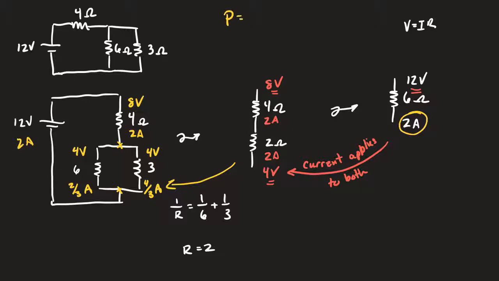Power, the last thing from last year. You should have had 3 ways to compute power from last year. Technically, power is voltage times current. Technically, this is the definition of power. But with Ohm's law, you get variations.